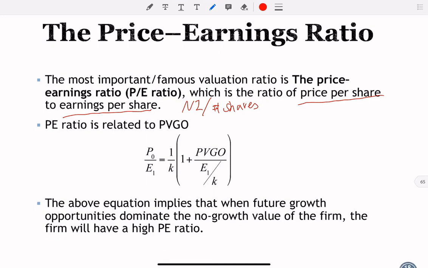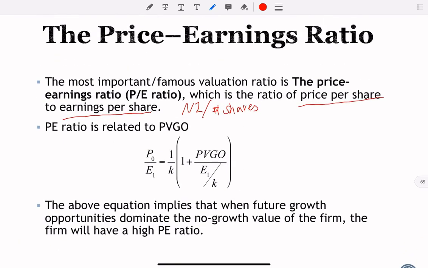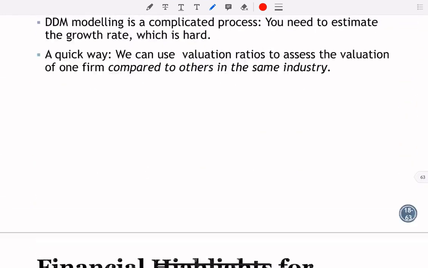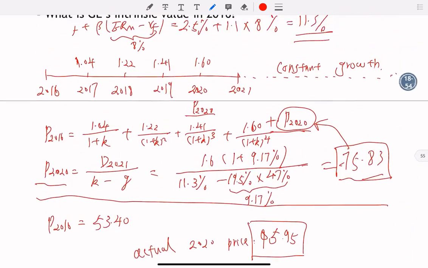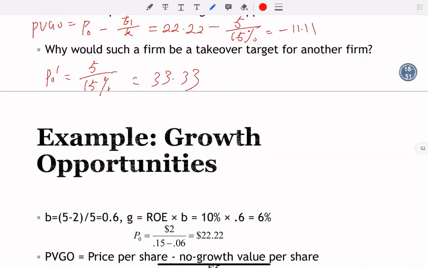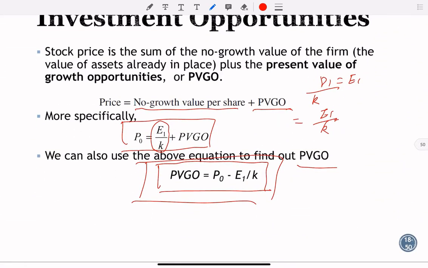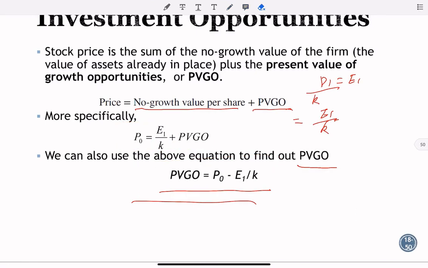We can show that P/E ratio is actually related to PV goal. Can you still remember what this PV goal thing is? Well, we learned about this PV goal. We learned that the stock's intrinsic value can be decomposed into two components, right? So the no growth value and the present value of the growth opportunities. So now let's see how we could find out PE by using this formula.